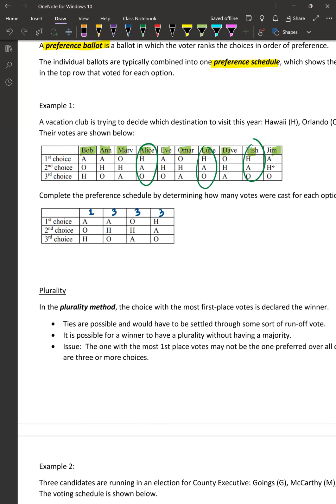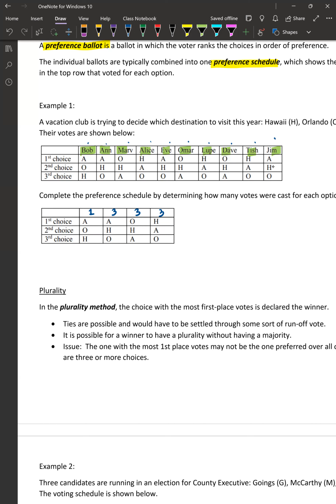Now I'm going to double check real quick. Let's count. How many people voted? 1, 2, 3, 4, 5, 6, 7, 8, 9, 10. So these numbers here should add up to 10 because we should count them all. So let's see if that is true. 3, 6, 9, 10. Yes. Okay. So that is the preference schedule.